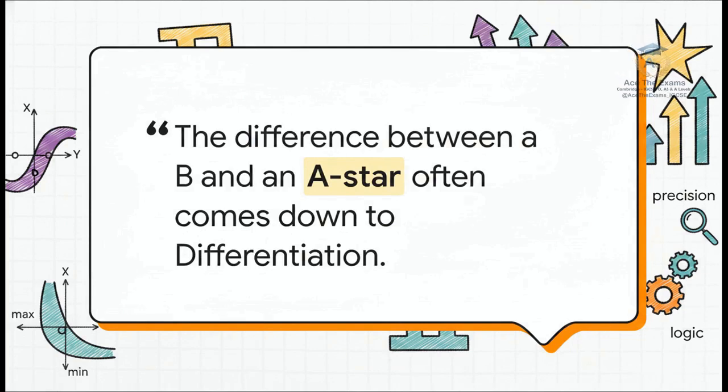Check out this quote straight from a senior examiner. They said that the difference between a B and an A star often comes down to how well you handle differentiation and stationary points. Think about that for a second. It's not just about finding a derivative. It's about precision, it's about logic, and it's about showing the examiner exactly what they want to see when they want to see it.